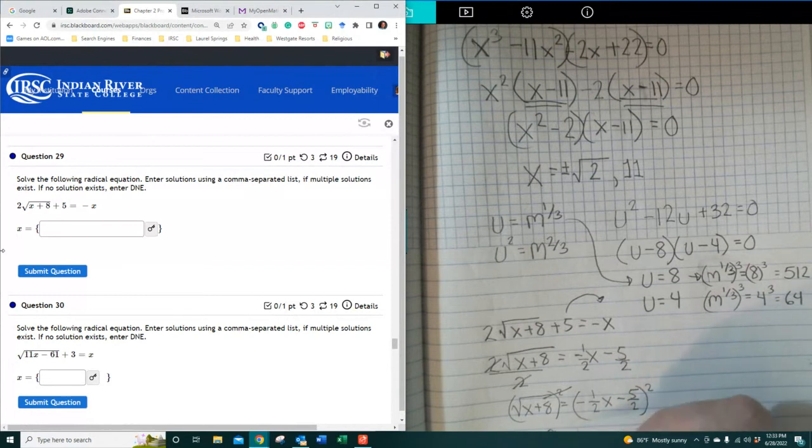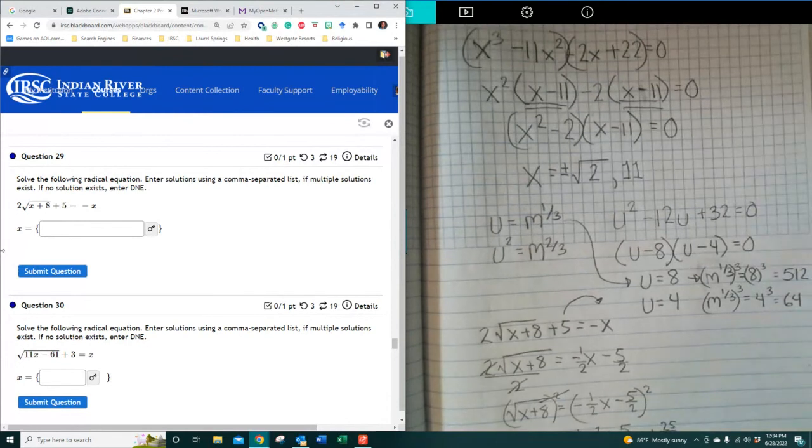And then we're going to get positive 1/4 x squared. Then we multiply them together and double it. So multiplying them together, 1 times 5 is 5, and 2 times 2 is 4, and then doubling it, it's going to give us 5 halves. And then multiplying it together. Okay.